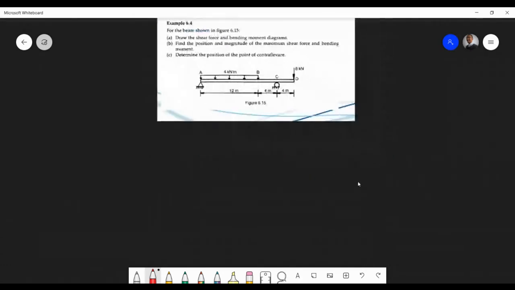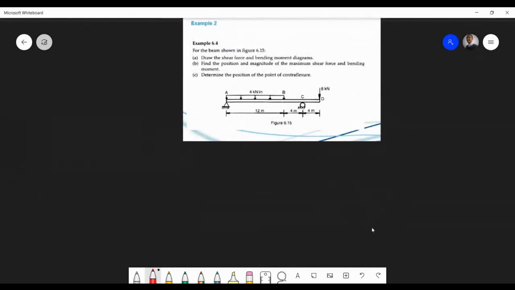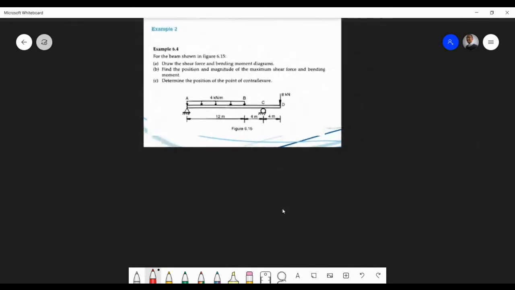Okay, so let's try and see. First things first, guys, compute the reactions. Can you do that quickly? I'm not going to be doing the reactions, but all I'll leave you with is RA. RA plus RC equals 4 times 12, plus 8. 4 times 12 plus 8. That's 46 kilonewtons. I think that's correct.